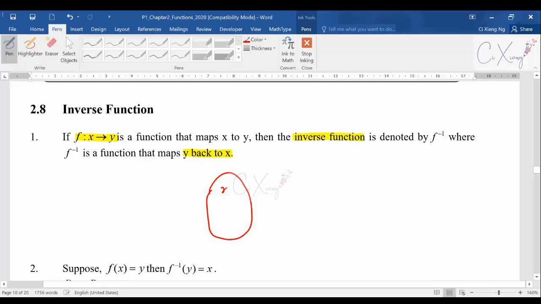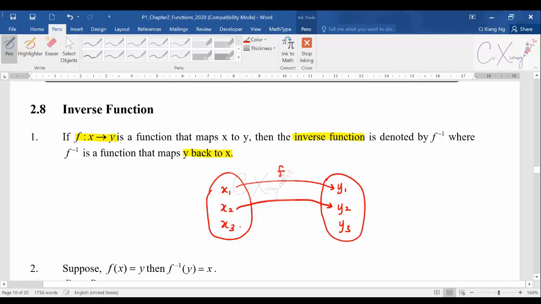Okay, so let's say I'm having x1, x2, x3 here. And then after that, I want to map the x1, x2, x3 to y1, y2, y3. Okay, so generally, we will label this as function f. The red color one, I will label as function f. So if you look at the function f, you know that this starting value here will be the domain of f, and this ending value here will be the range of f. Right or not? So this is what we have.